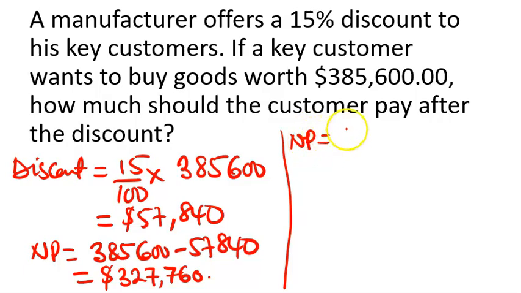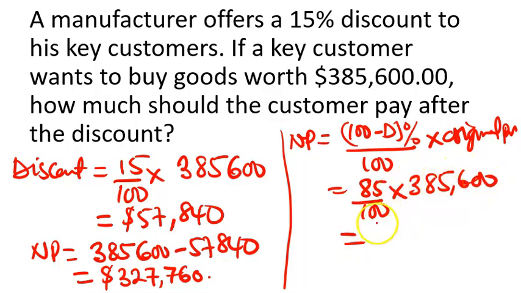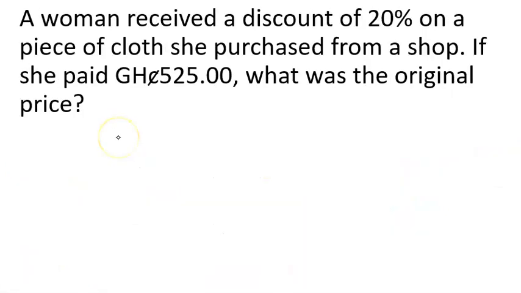So the new price is (100 minus D, that's the discount percent) over 100 times the original price. 100 minus 15 will be 85 over 100 times 385,600. If you compute this one, you still get the same answer. So my precious viewers, the choice is yours. You select the method that you are comfortable with. In all cases, you get the answer. Now let's look at the third one.